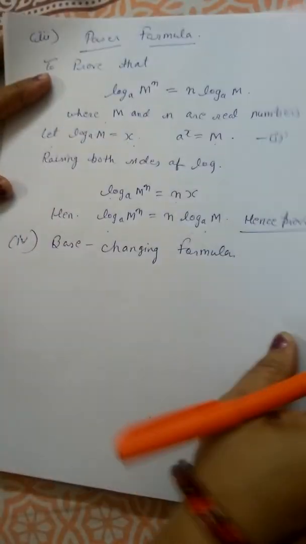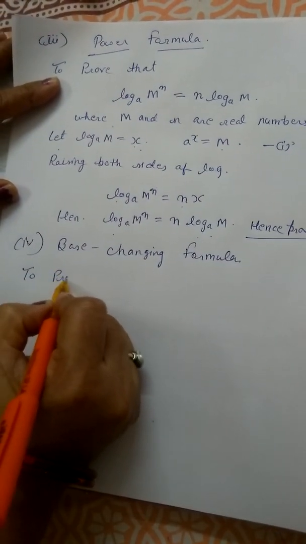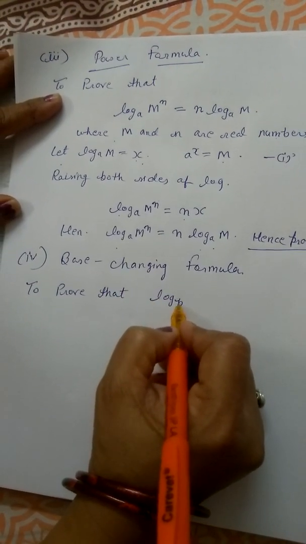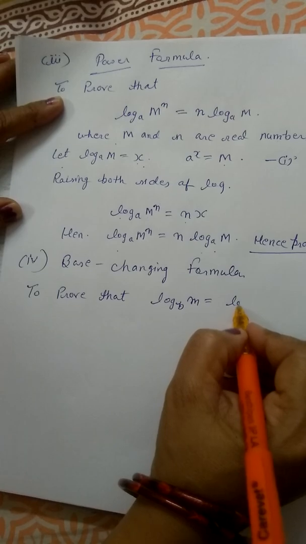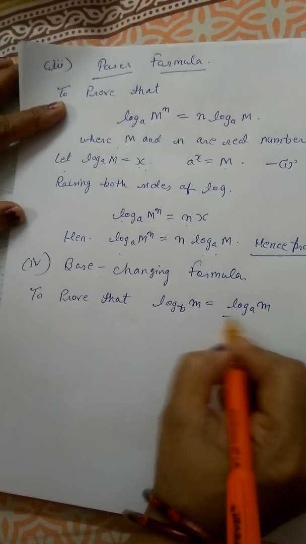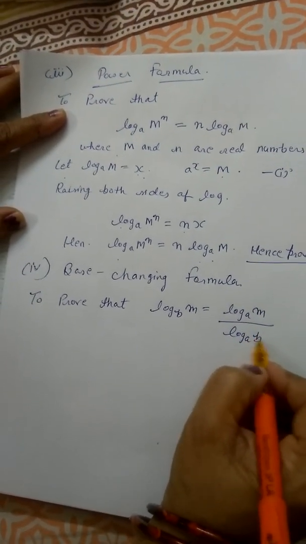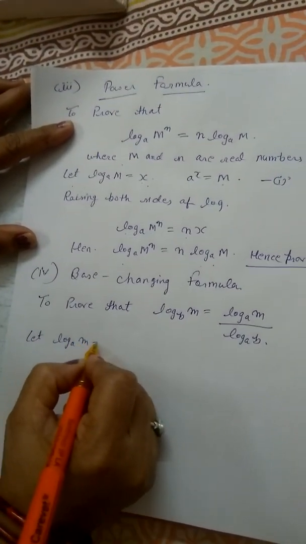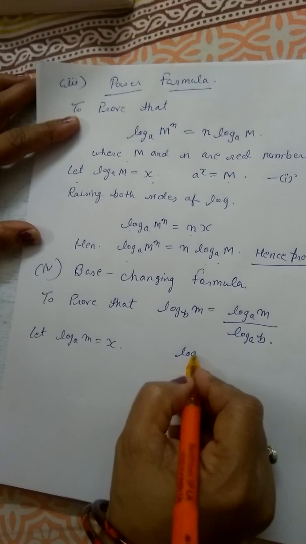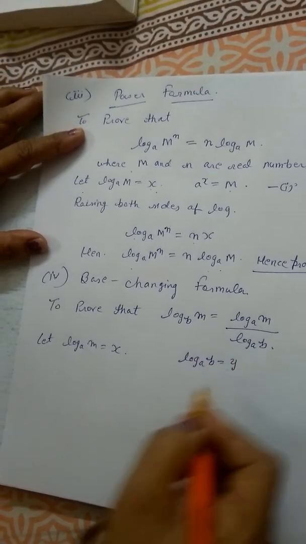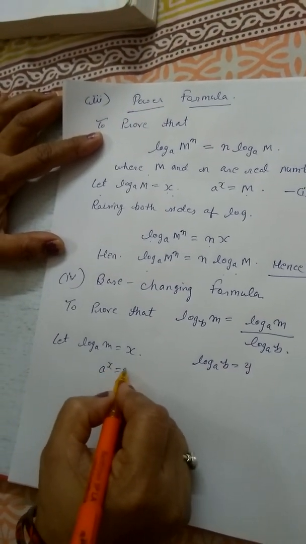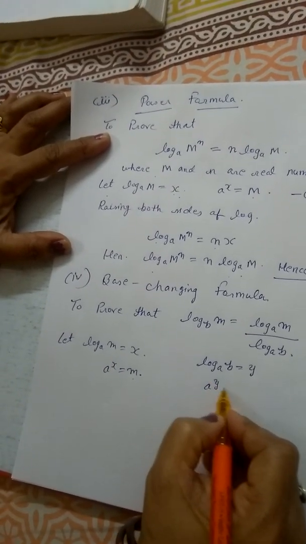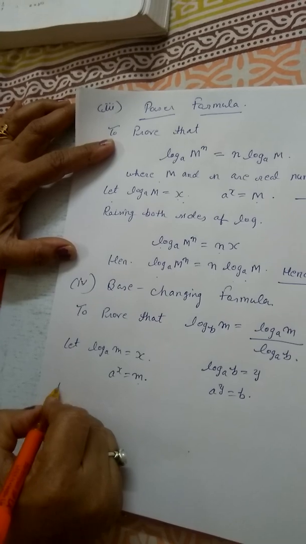That is to prove that log_b m is equal to log_a m divided by log_a b. Let log_a m be equal to x and log_a b be equal to y. Now write it in exponential form: a^x is equal to m, a^y is equal to b.